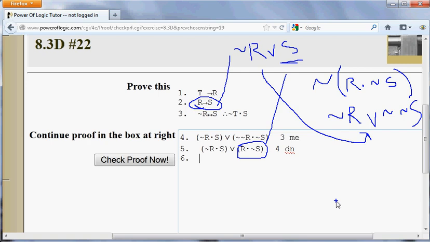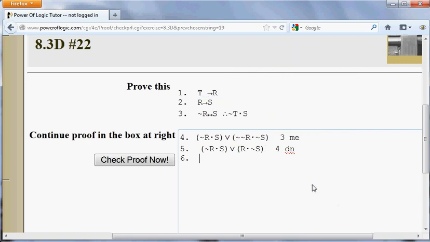I'm going to take line 2, I'm going to use material implication and double negation and De Morgan's to get the denial of the right disjunct of line 5. Are you with me? So let me take line 2, make that not R or S. That's a 2 MI. What did I say I wanted to do? Not R or, just double negate that S, not not S. That's 6 DN.